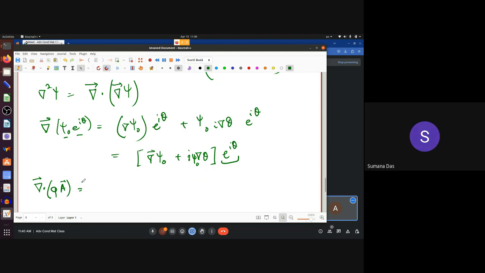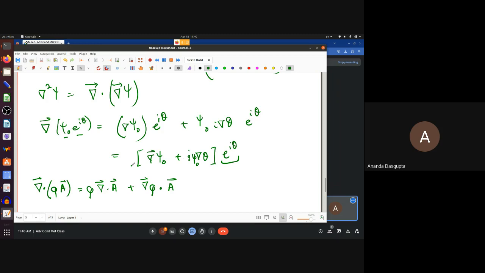So phi times divergence of A, good, plus grad phi dot A. Dot, not times. That one is specifically a dot product. After all, grad phi is already a vector field. So you have to take a dot product with A to get the scalar field, which the divergence yields.